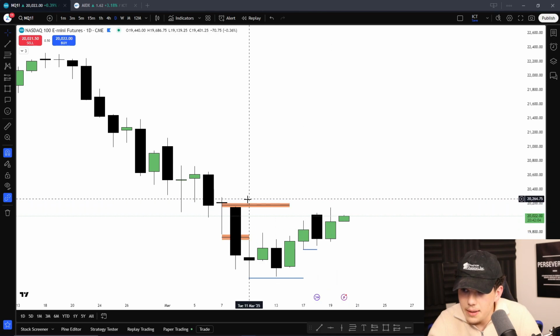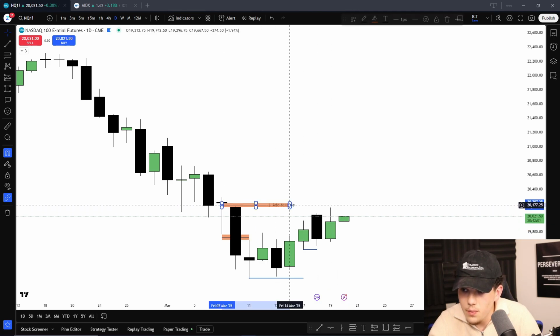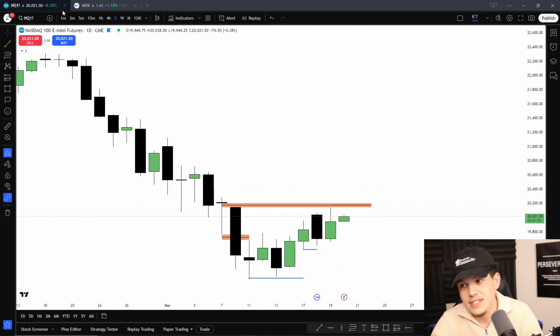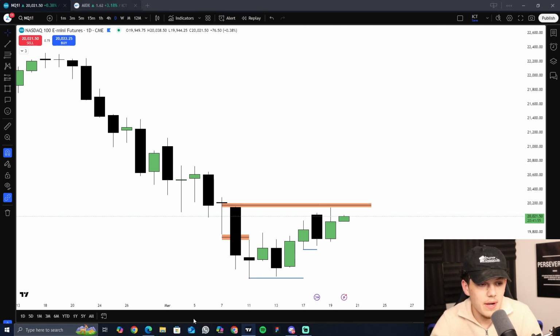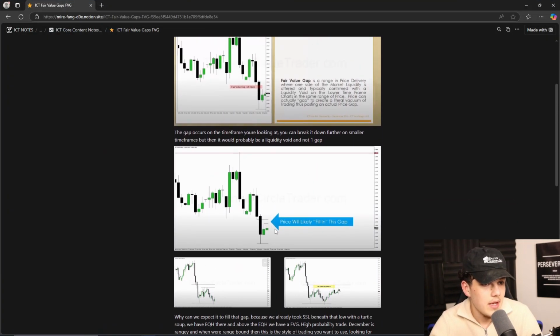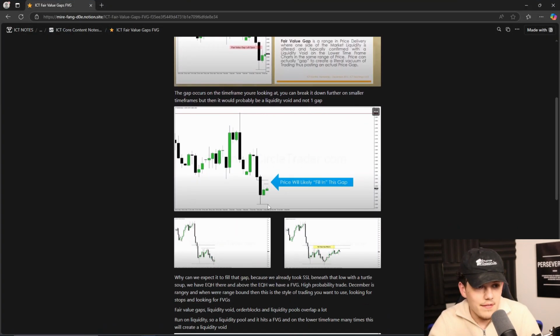Now we're drawing up to this gap here. That's what we're working our way to. So there's two types of, you can say, fair value gaps. They're not fair value gaps. They're called volume imbalances or liquidity voids, but I like to just call them fair value gaps. So you can see there's an example there of a fair value gap. Price will likely fill that fair value gap.